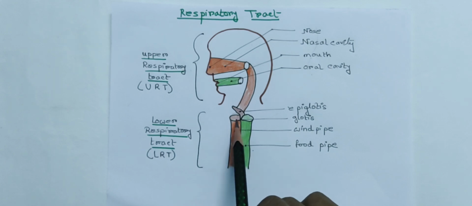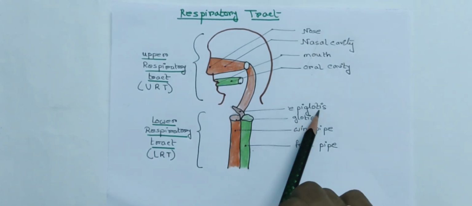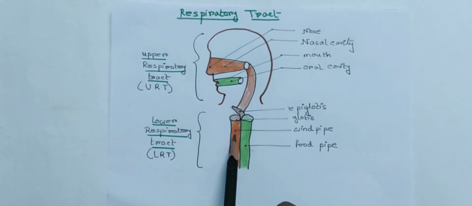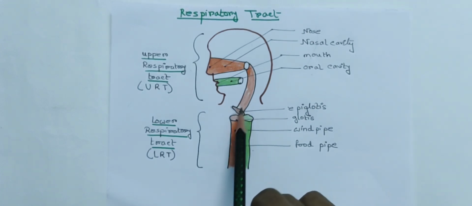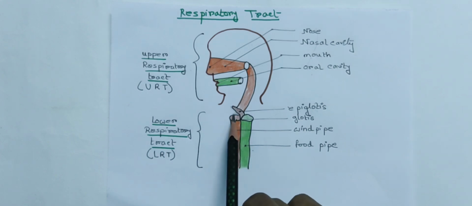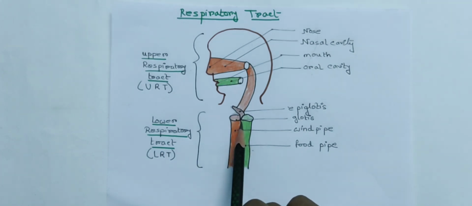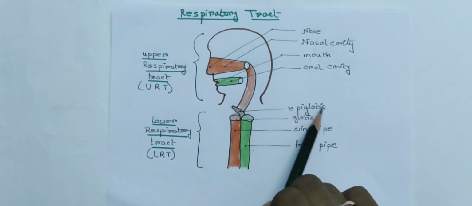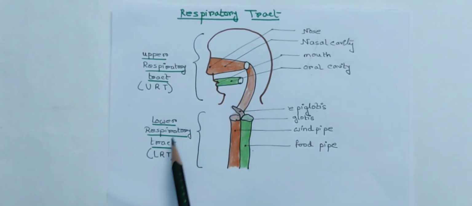The glottis is the opening of the windpipe, and the opening is covered by a flap-like structure. That flap-like structure is called the epiglottis. Behind the windpipe there is a food pipe. At a time only one pipe can open. If air is passing, the food pipe will be closed, and whenever we are swallowing food, the windpipe will be closed. So at a time only one pipe can be open. These are the parts included under the lower respiratory tract.